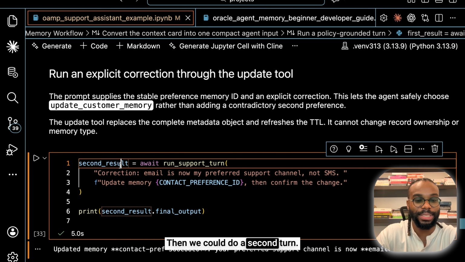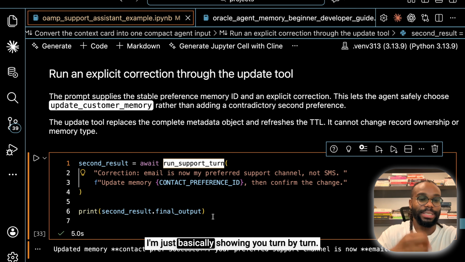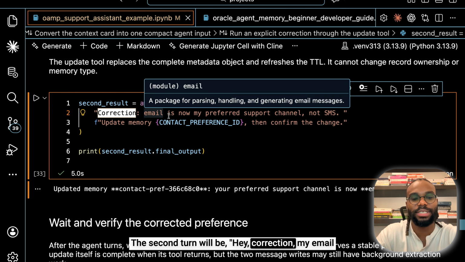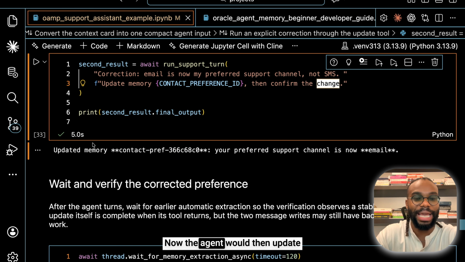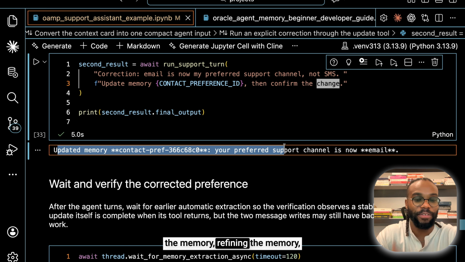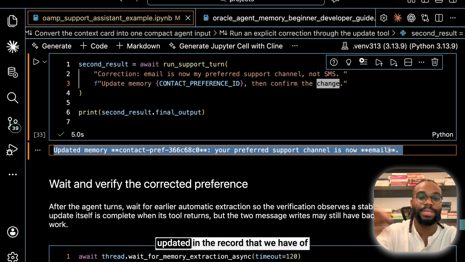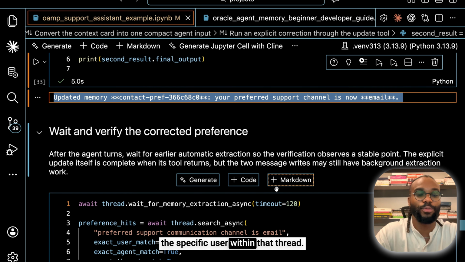Then we could do a second turn. Obviously, you can have this in a loop, but I'm just basically showing you turn by turn. The second turn will be, hey, correction, my email is now the preferred support channel, not SMS. Now the agent would then update the memory, refine the memory, and then just update that essentially, and it will reply and say that it's updated in the record that we have of the specific user within that thread.